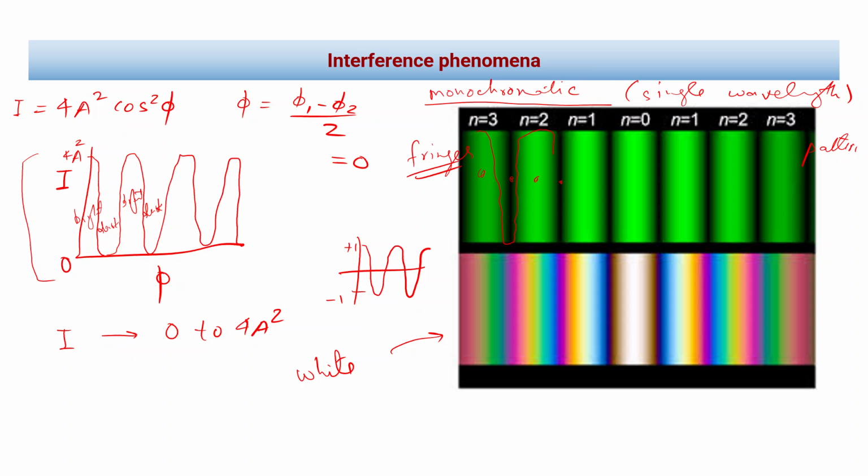Now we want to see what the width of these fringes is. There's a dark part and a bright, or maximum amplitude, part. What is the width of these fringes in these cases? We want to know the fringe width of this interference pattern.